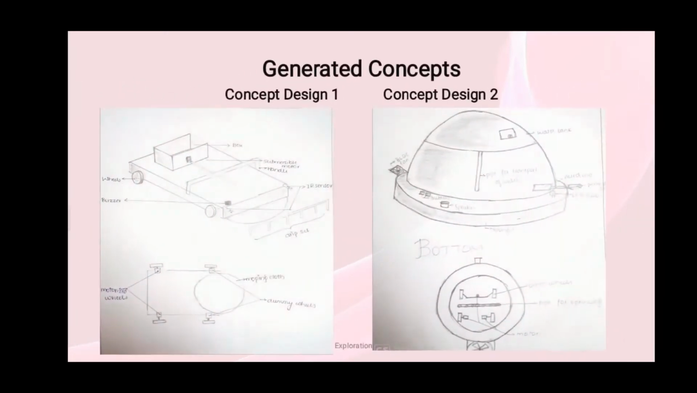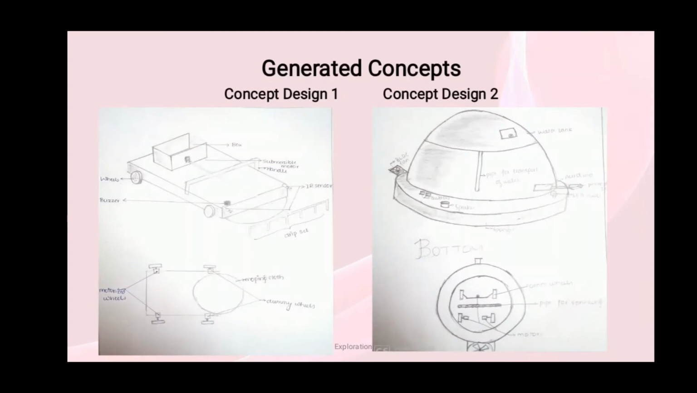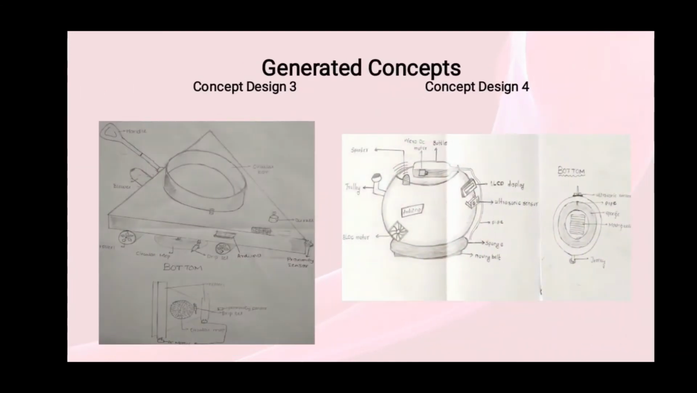Generated concepts. Concept 1 uses wheels for movement, 2 IR sensors for obstacle detection, cloth for mopping and a buzzer for obstacle indication. Concept 2 uses omni wheels for movement of the bot, 2 DC motors for movement of the wheels, a photoelectric sensor for obstacle detection and a speaker for obstacle indication.